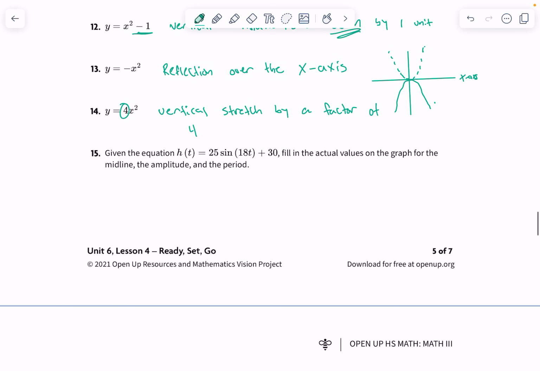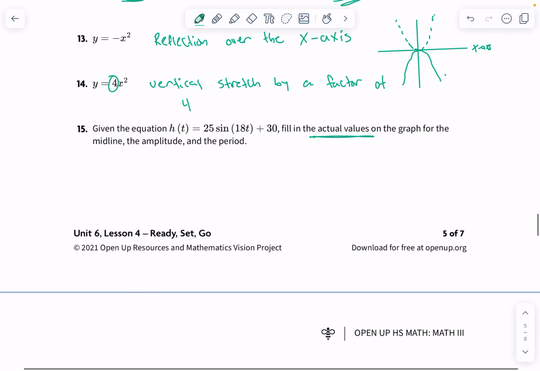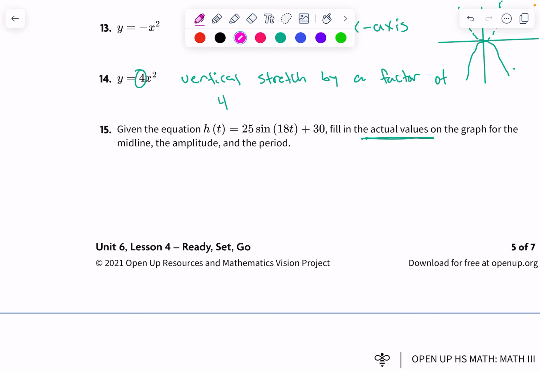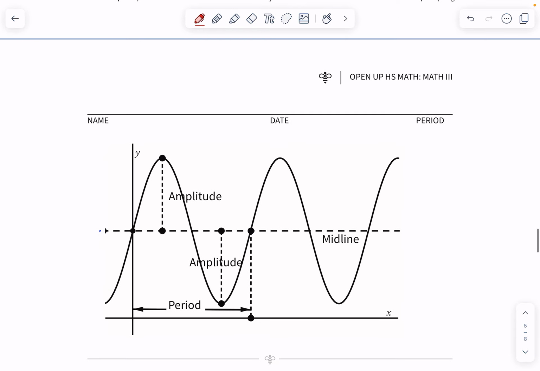15. Given the equation, fill in the actual values on the graph for the midline, the amplitude, and the period. Okay, so my amplitude. So 25. Let's label these. So my 25 is my amplitude. If I have h of t equals a sine of bt plus d, right? So a is amplitude, so my amplitude here is equal to 25.